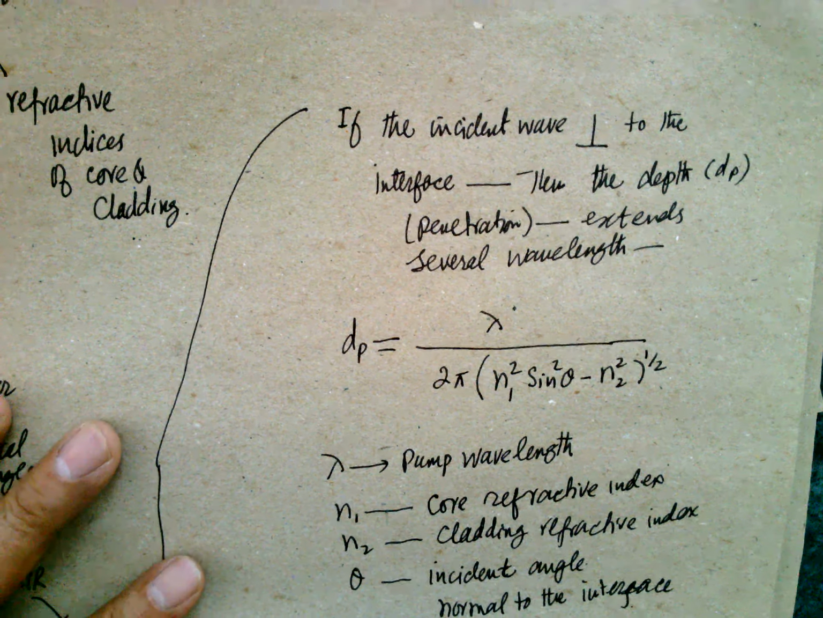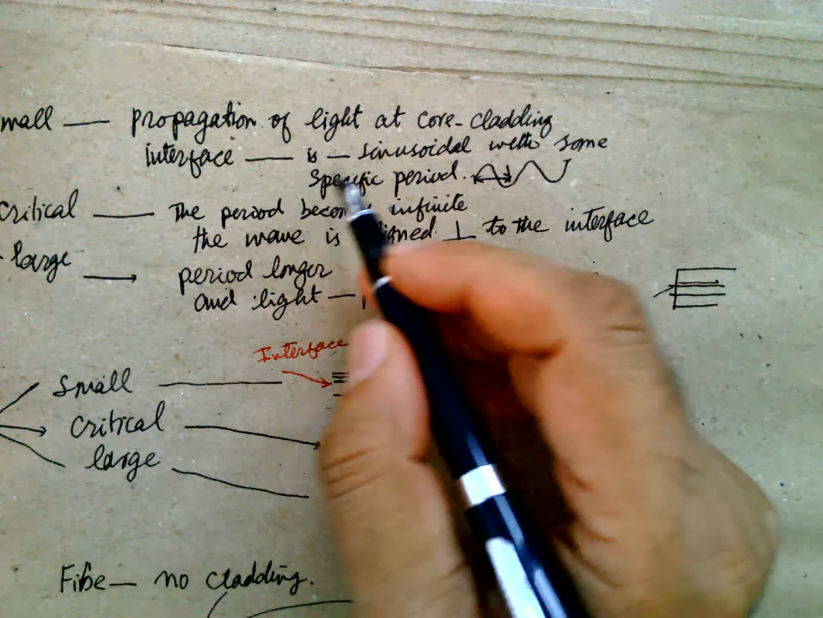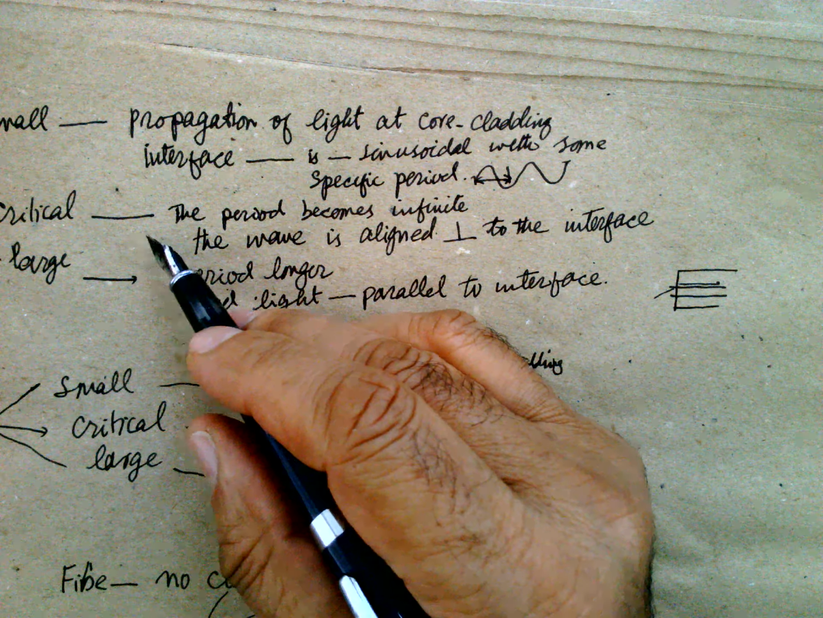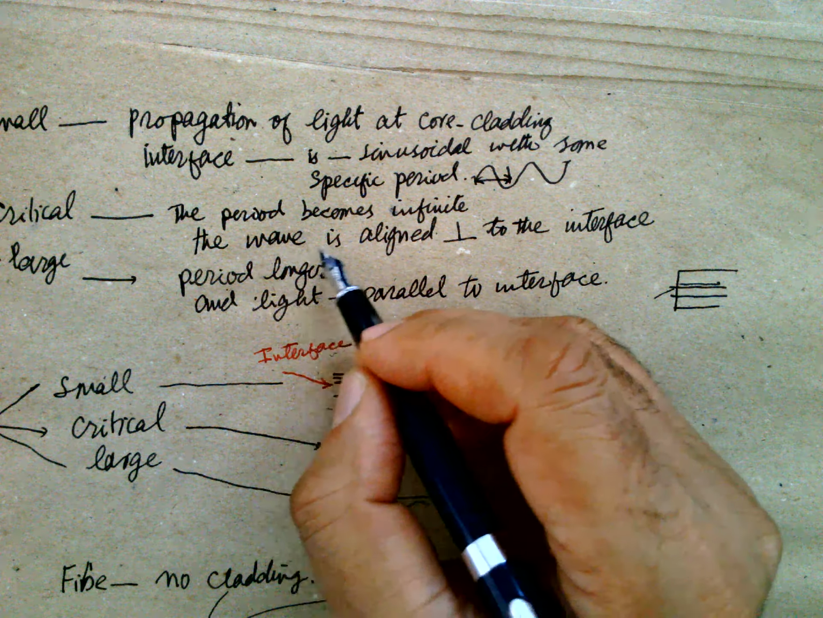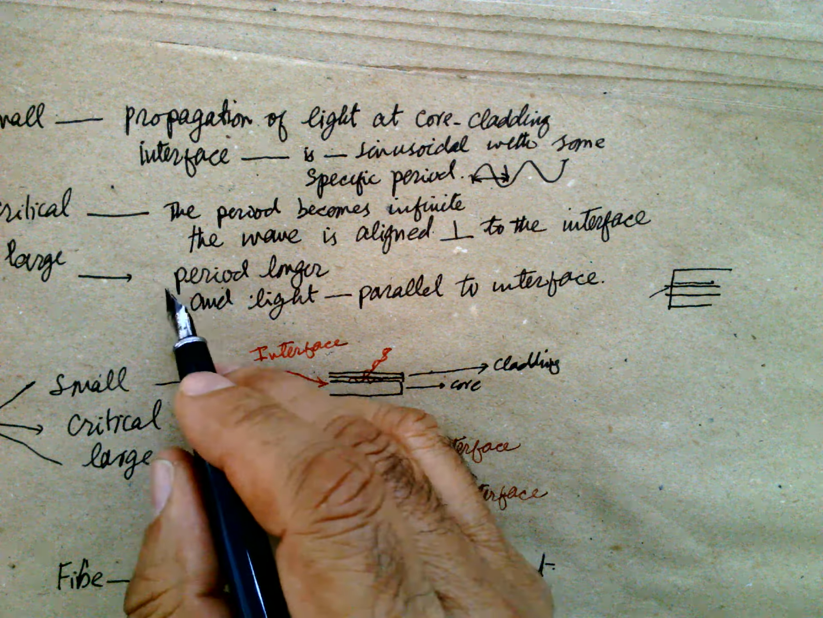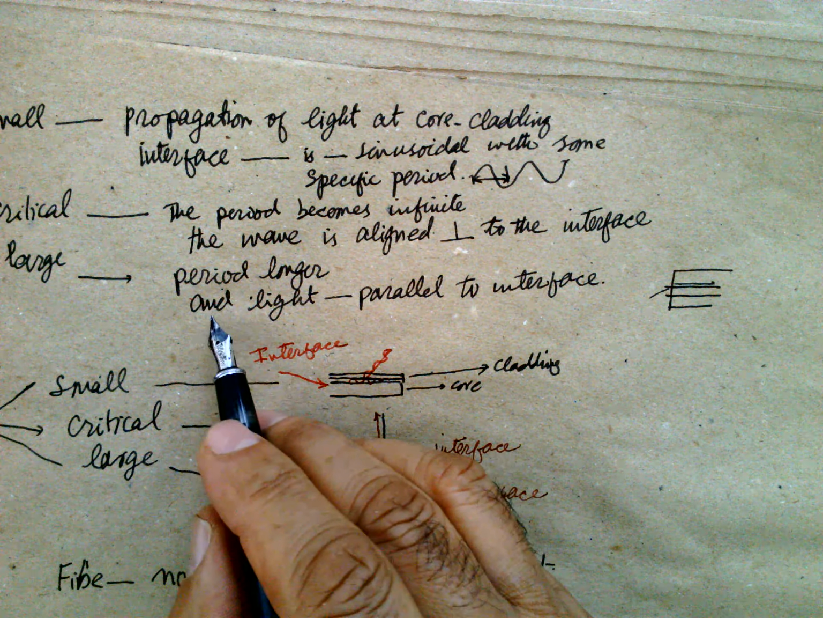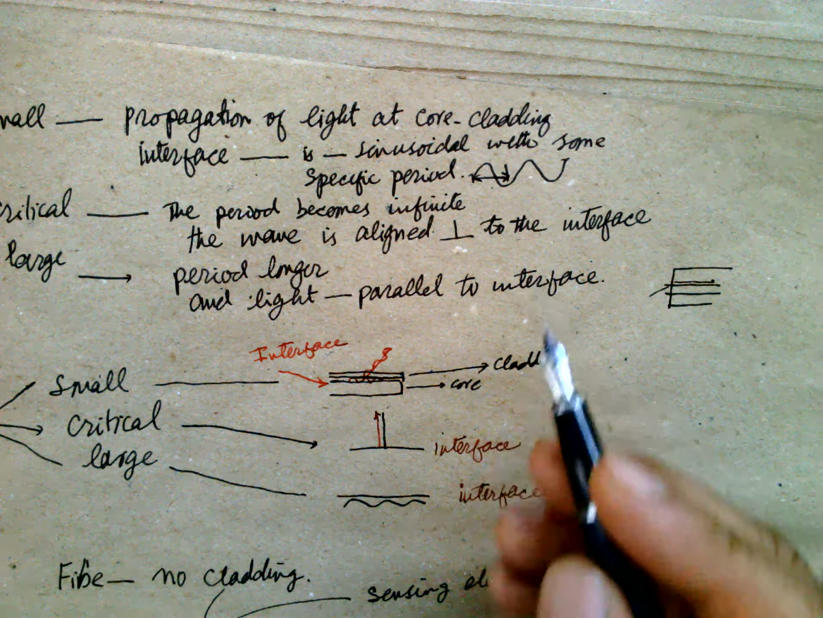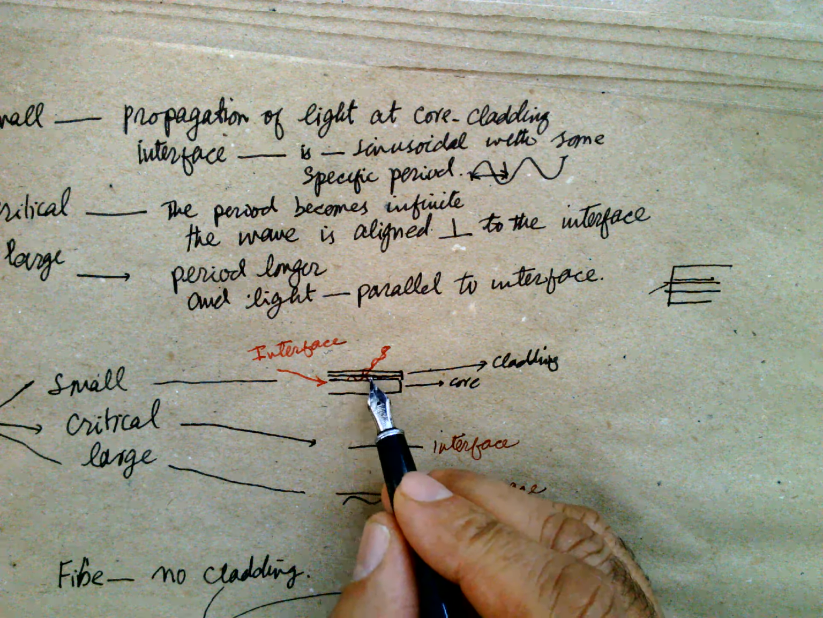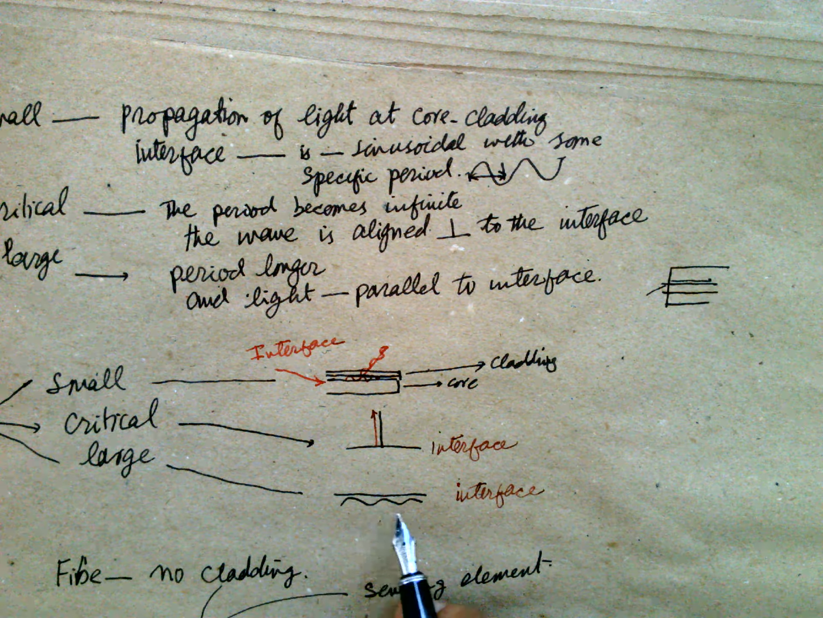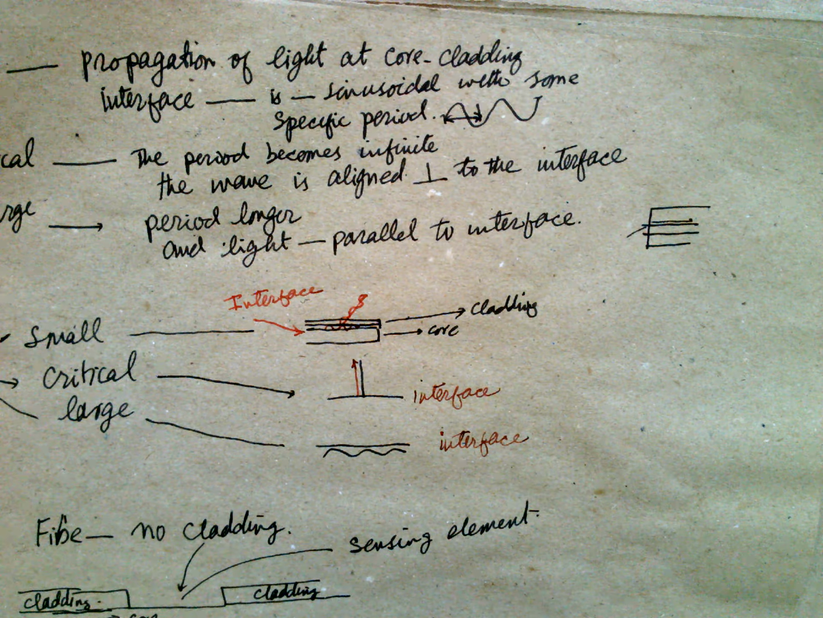If the angle is small, propagation of light at the core-cladding interface is sinusoidal with some specific period. At the critical angle, the period becomes infinite and the wave is aligned to the interface. So with a large angle the period is longer and the light travels parallel to the interface. With a small angle it goes this way. At critical it is perpendicular, and if it is large, it goes with a period along the interface.